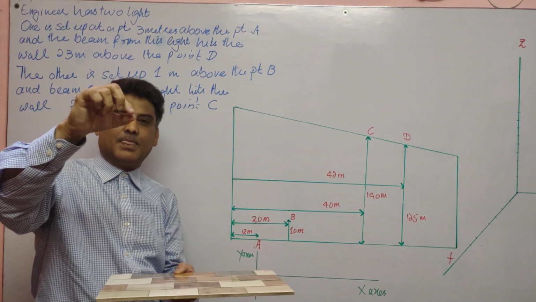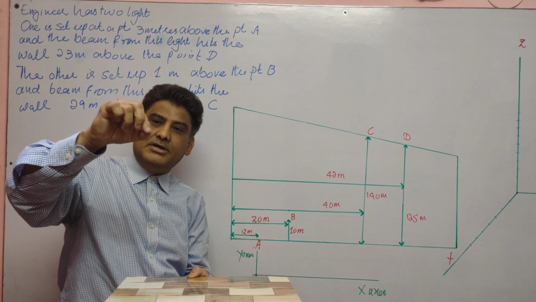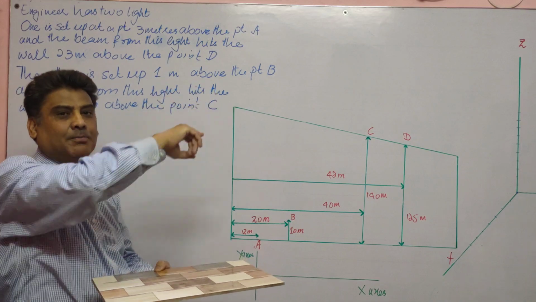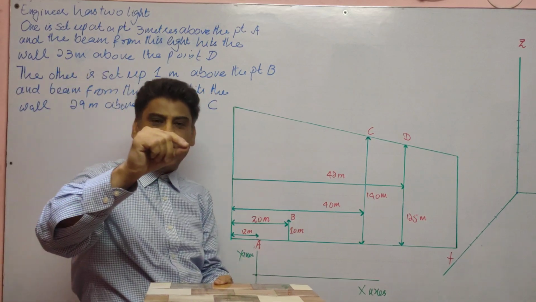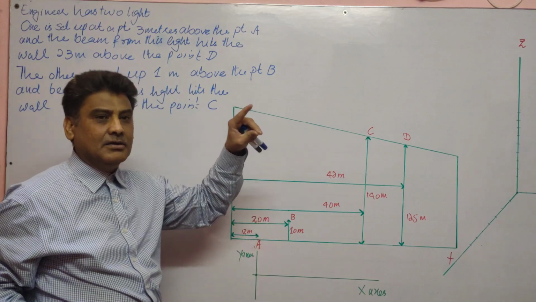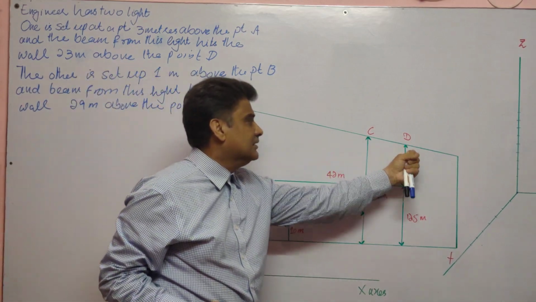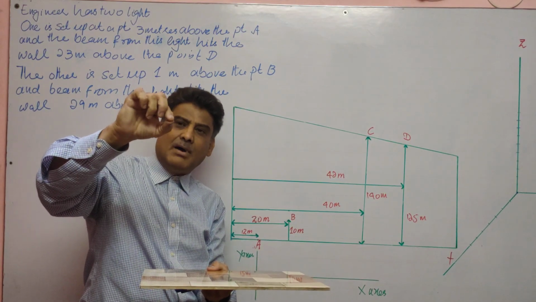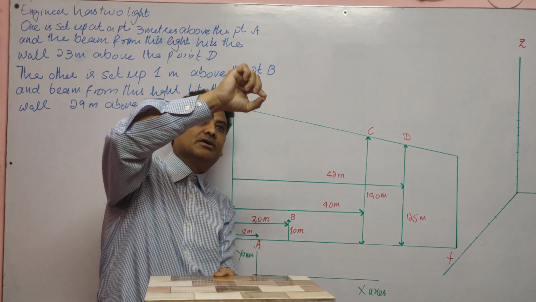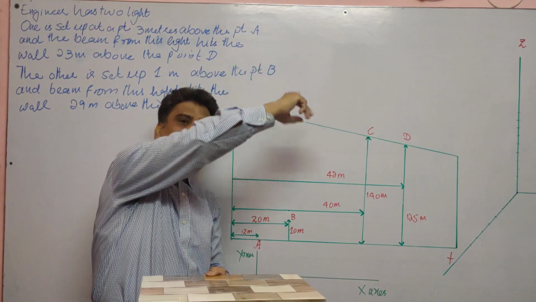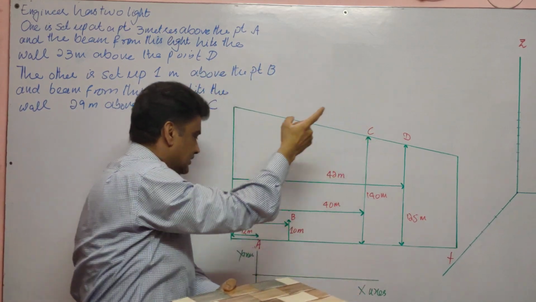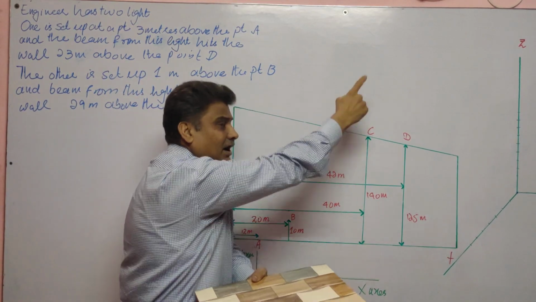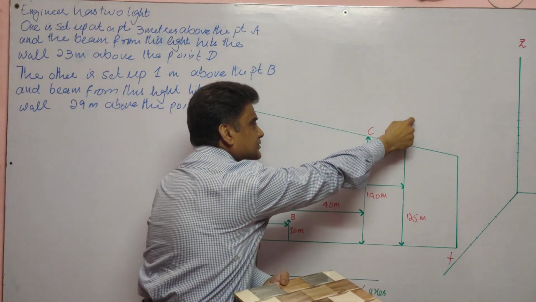And the beam of this light hits the wall 23 meters above the point D. The beam of the first light hits the wall 23 meters above the point D. For example, this is the light, and the beam of this light moves toward this direction, which will hit the wall 23 meters above the point D.